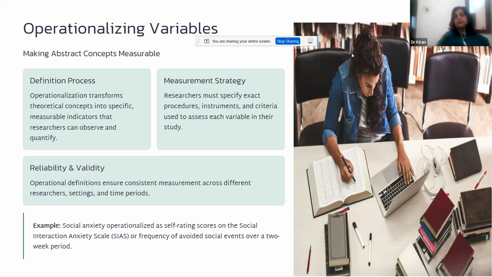So same examples which will be there in my upcoming slides also. Your reliability and validity largely comes from the consistent measurement. Example which is associated with this is social anxiety, which is being operationalized as self-rating scores on social interaction anxiety scale or frequency of avoided social events over a 2 week period.